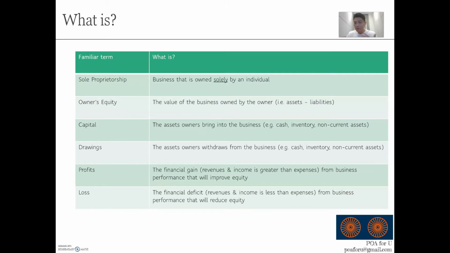Now, profits and loss will influence owner's equity. In short, profits would improve owner's equity. It will bring it up, and losses will reduce owner's equity. And I will show you a bit about how that relationship of profits and loss is seen from the statement of financial performance to the statement of financial position. Okay, let's take a look at that actually.